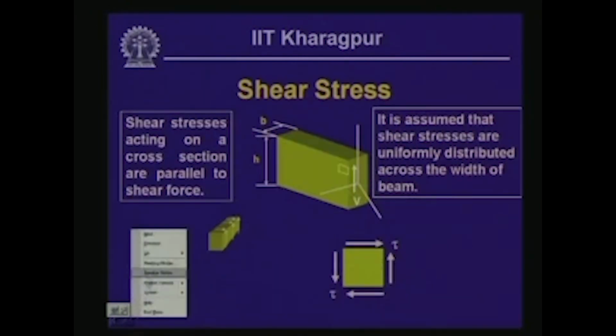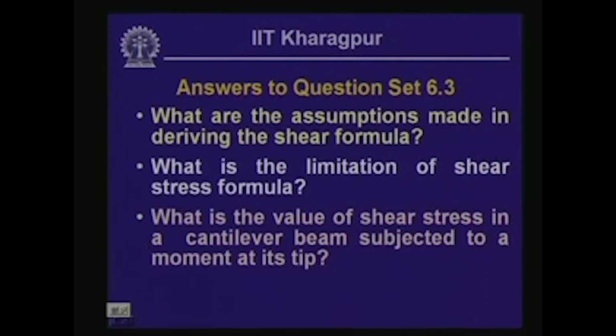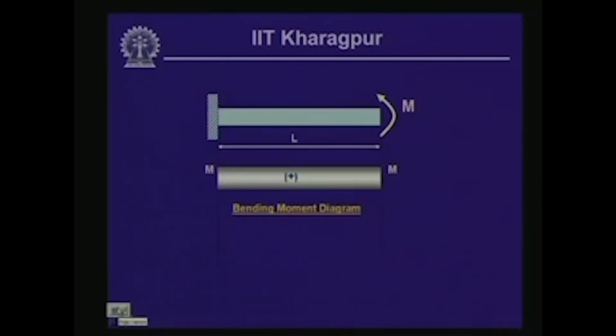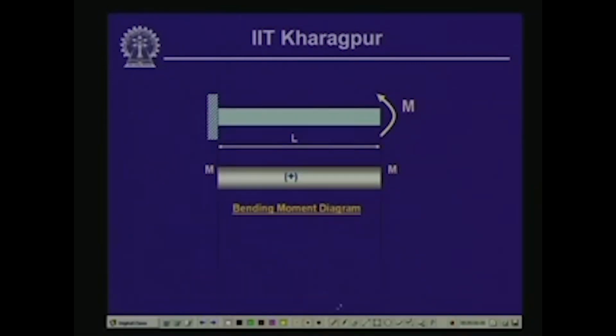And the third question posed was: what is the value of shear stress in a cantilever beam subjected to a moment at its tip? The question was that you have a cantilever beam, that means a beam which is fixed at one end, and a moment M acts at the end of this particular beam. What is the value of the shear stress in such a beam? Let us assume the cross section of this beam is rectangular.